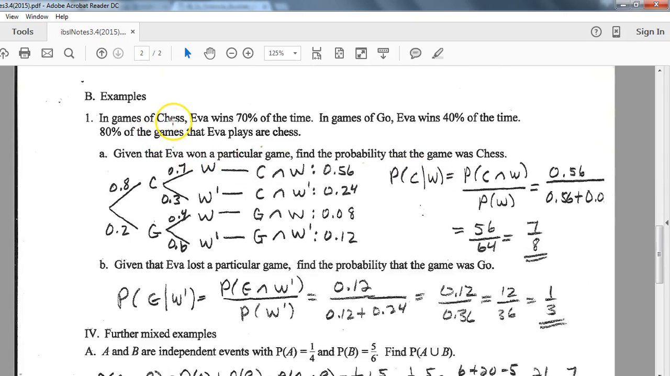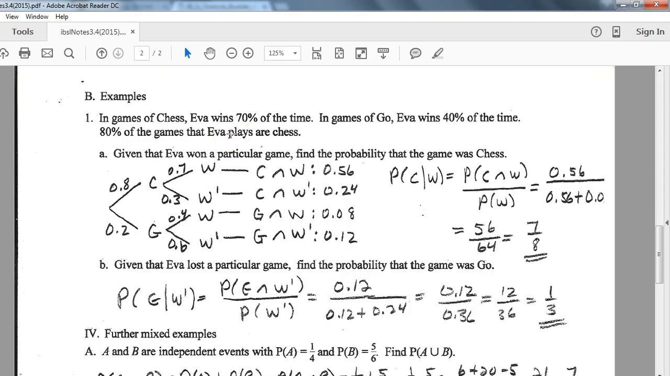So you got a game of chess. Eva wins 70% of the time. In another game called Go, she wins 40% of the time. 80% of the times that Eva plays games, it's chess. So this is the scenario. This one is really well done with a tree diagram.